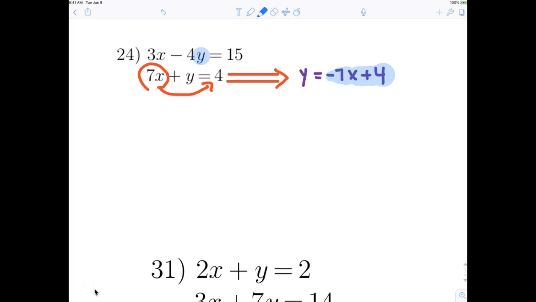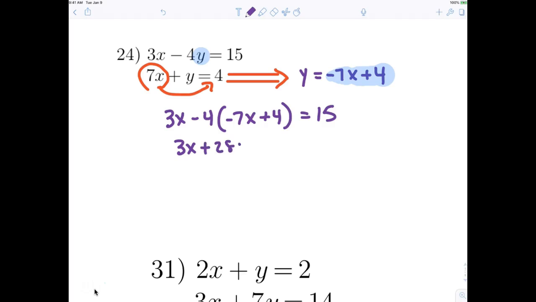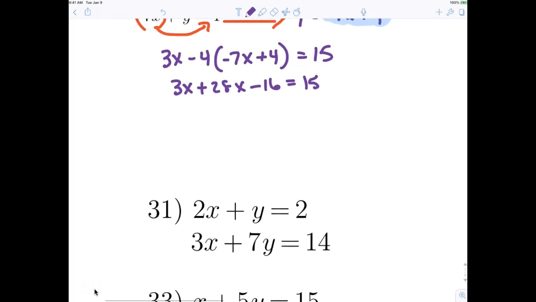All right? I'm replacing y with negative 7x plus 4. So here we go. 3x minus 4, open parentheses, negative 7x plus 4, equals 15. Everybody good? And now, distributing a negative 4, 3x plus 28x minus 16 equals 15. Everybody okay with that? Now we're combining 3x and 28x. 31x minus 16 equals 15.